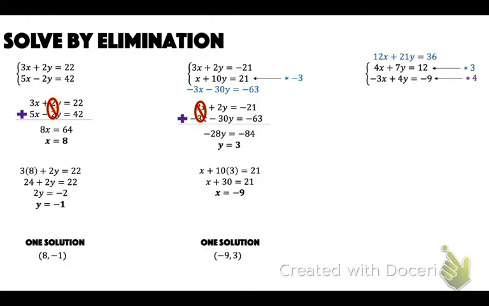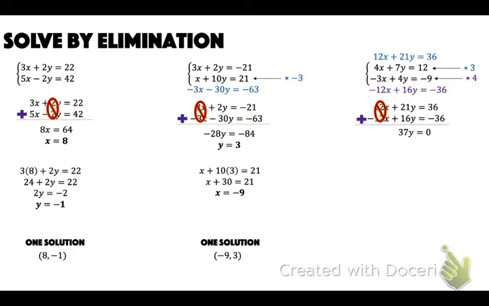So then if we multiply that top by 3, I get 12x plus 21y equals 36. If I multiply the bottom by 4, I get negative 12x plus 16y equals negative 36. So I'm just going to rewrite those. And then the x's cancel here, leaving me with 37y equals 0.